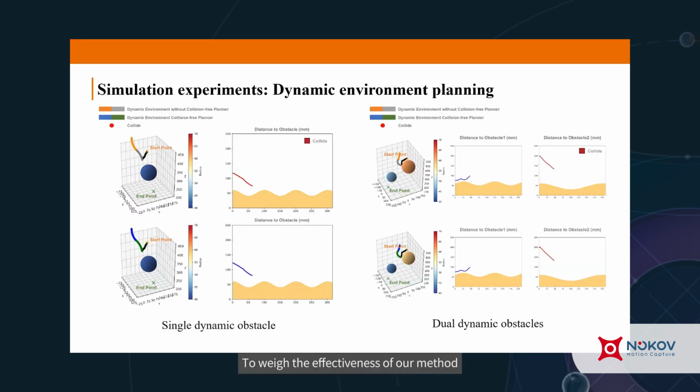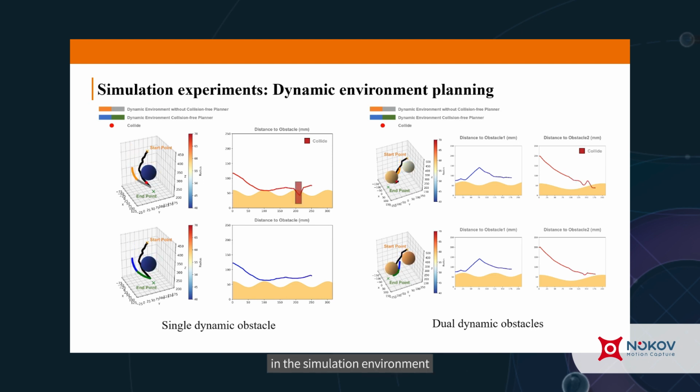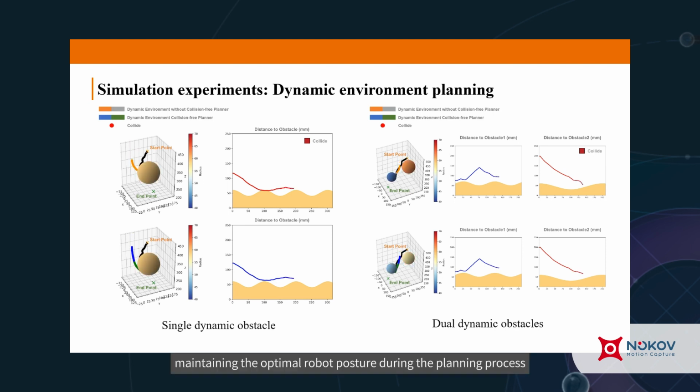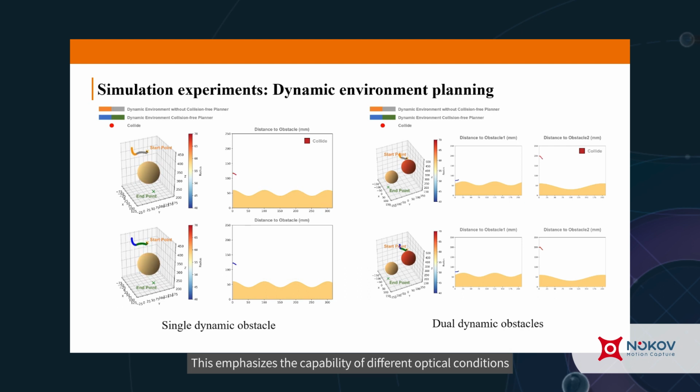To verify the effectiveness of our method, we utilize single and dual dynamic obstacles in the simulation environment. The result is that our method can ensure collision-free planning paths and avoid collisions during locomotion, maintaining the optimal robot posture during the planning process. This emphasizes applicability under different obstacle conditions.